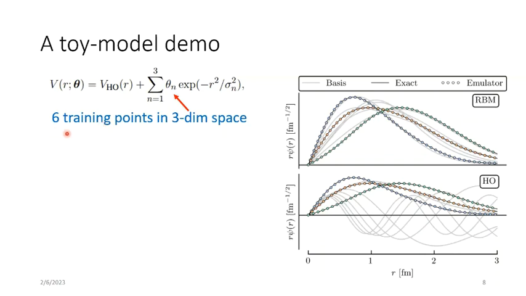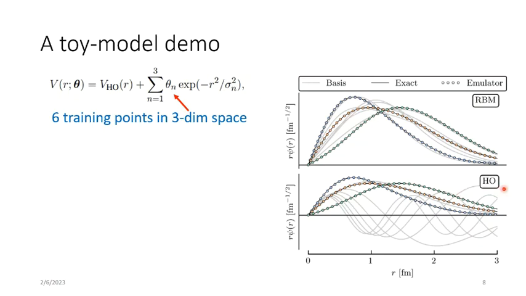Let us think a little bit. 3-dimensional space, 6 training points. That's incredibly low. The training wave functions are the gray lines, and then there are 3 different validation points, I believe. The black curve is the exact solution. The dots are the emulation results coming from this reduced basis method.